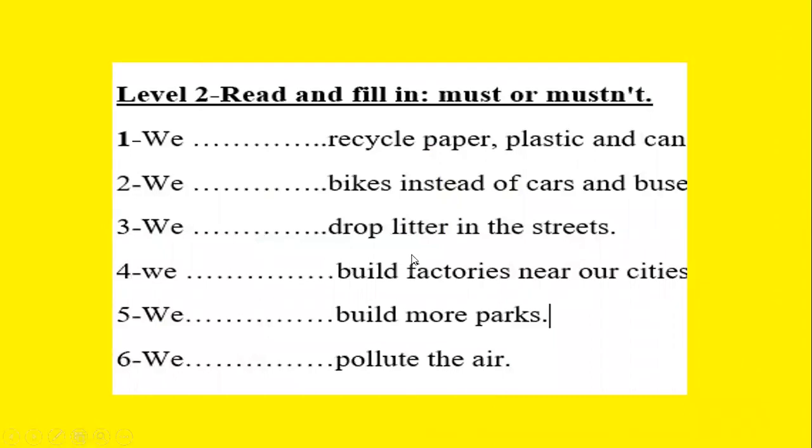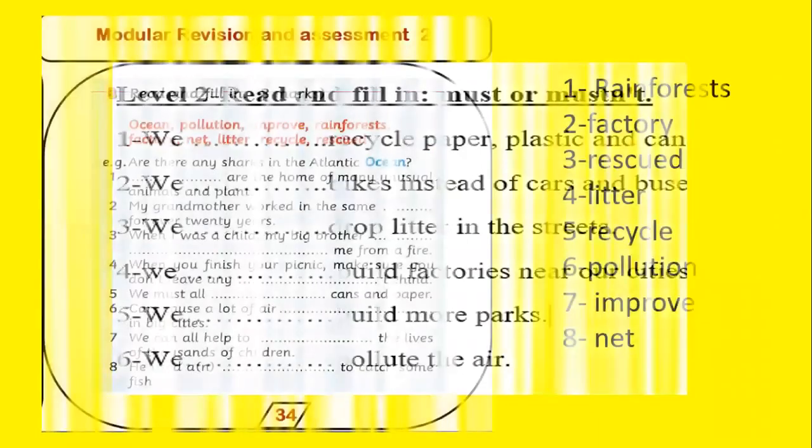Number 4, we build factories near our cities. We must or mustn't build factories near our cities. We mustn't build factories near our cities, but we must build the factories away in the desert, away from the cities. Number 5, we build more parks. We must build more parks. The last one, number 6, we pollute the air. We mustn't pollute the air. So you must read these sentences and know how to use must or mustn't.